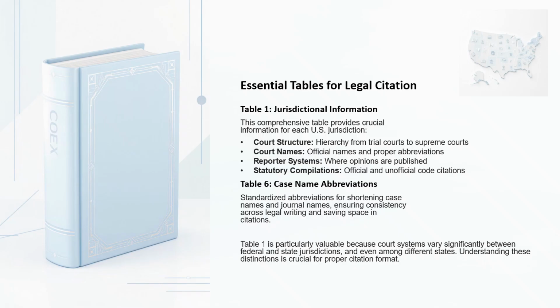Table 1 is particularly useful because it not only gives you information you need for citations, but if you need information about, for example, what the statutory compilation is called for a particular state that you need to do research in, you can find that information in T1.